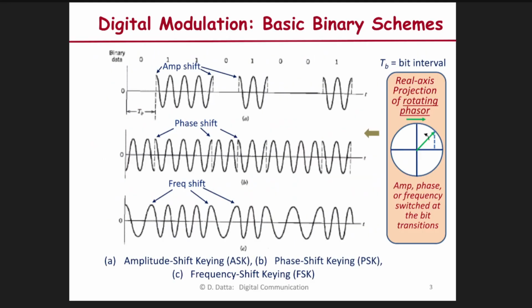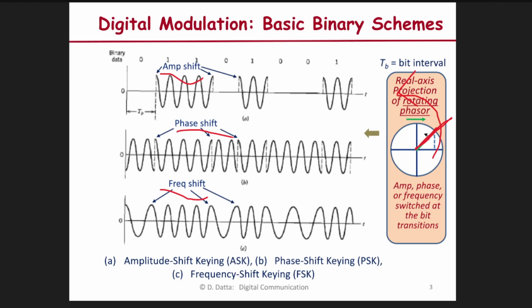The next one I have already explained yesterday, that you have got amplitude shift keying. This is the amplitude shift keying, this is phase shift keying, and this is frequency shift keying. And in all the cases, you have a carrier which is basically a projection of this phasor. This phasor is moving like this, and at any instant of time it has an amplitude, it has a phase angle made with respect to the real axis, and it has a frequency. So any of the three can be changed, leading to amplitude, phase, and frequency shifting.